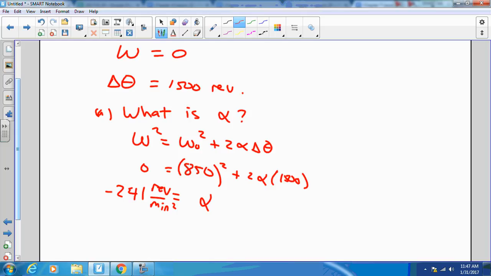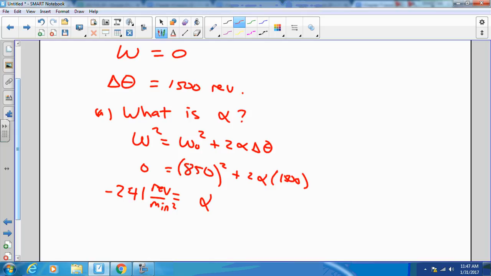When I go and check in the back, there are pretty good odds that they have expressed their alpha in radians per second squared. Let's see if they did or not. Sometimes they do, sometimes they don't. Number 19, yep, negative 0.42 radians per second squared. Your first thought when you look at this is, oh, I messed up. Well, maybe not. Maybe we just need to convert our answer to the appropriate units.